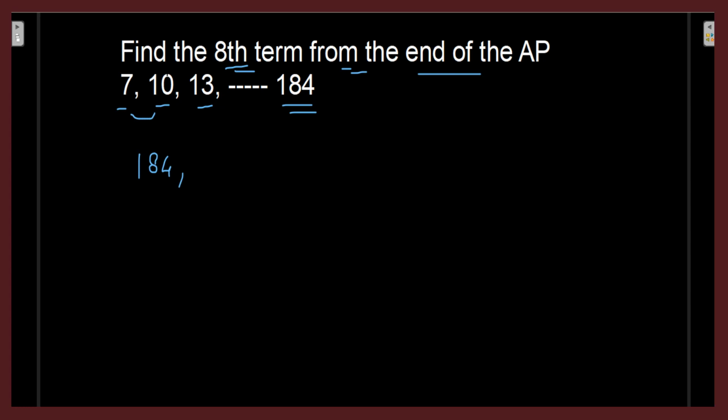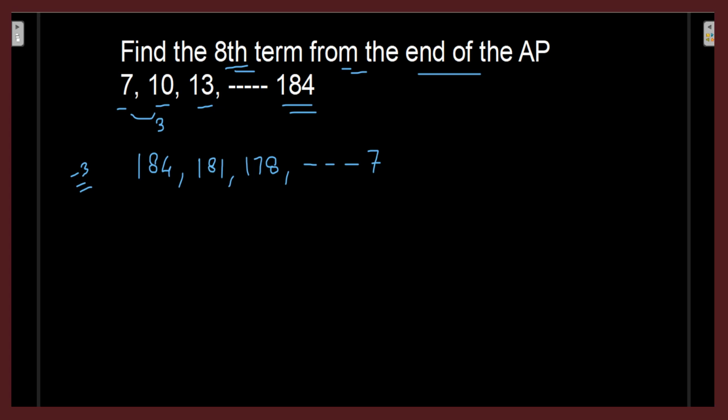Now here the common difference is second term minus first term, that is 3. While writing the AP in a reverse way, we will have to take the common difference as minus 3. Here the numbers are increasing, so when you write it in a reverse way, the numbers will go on decreasing, so you will have to take minus 3 as the common difference. So 184 minus 3, that will be 181. 181 minus 3, that will be equal to 178, dash, and the last term will be the first term.